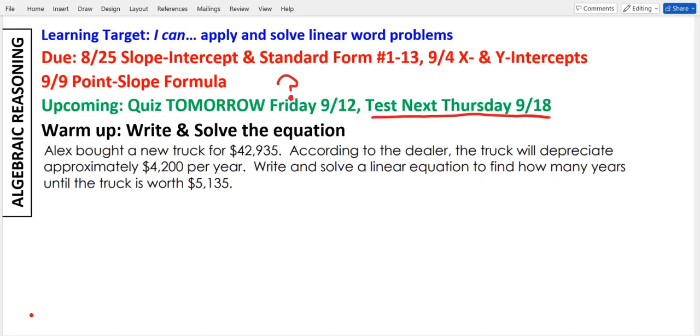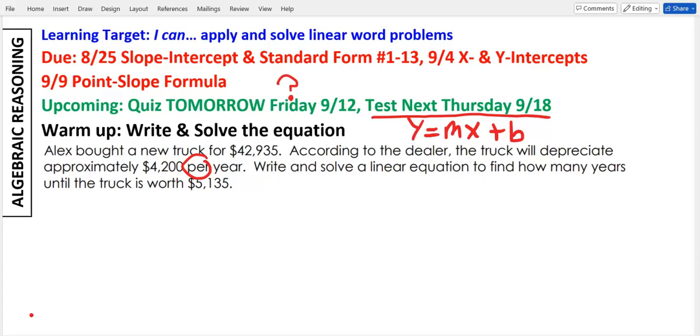Now, how many items are we talking about here? Just the truck, right? I know there's money involved, but it's one item, the truck, so we're not going to do standard form. The second one we did was two items, where ax plus by equals c. This is going to be a slope-intercept, y equals mx plus b problem. And if you remember yesterday, the slope word is per. So do we see per here? Yeah, right there. $4,200 per year is the depreciation.